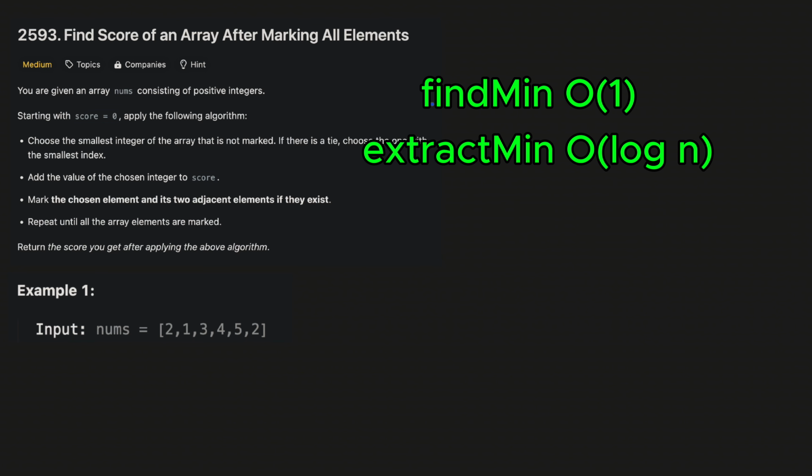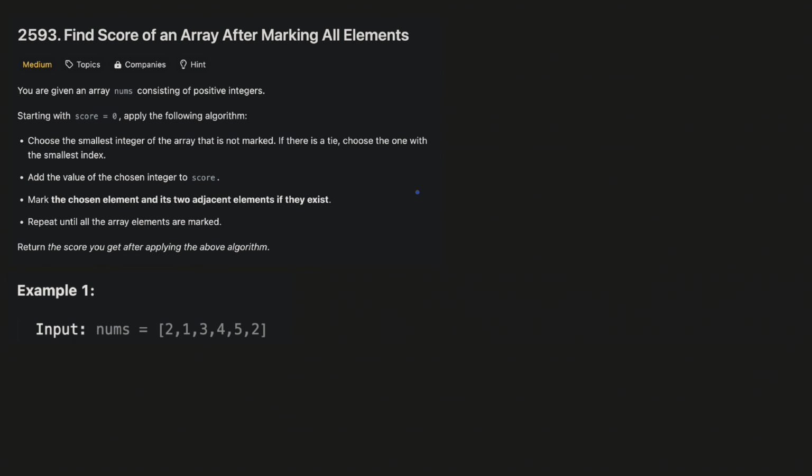Also, we can't just store the element values in the heap, we also need to store their indices, because we need to mark not only the chosen element but also its adjacent elements visited, for which again we can use the Boolean array. By storing both the element and its index in the min heap, we can efficiently manage the marking process for the adjacent elements. So our approach can be that we insert all the elements along with their indices in the min heap, and we have to write the comparator in such a way that in case of a tie, we want to get the element with the smallest index first.